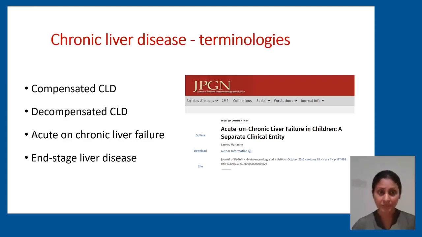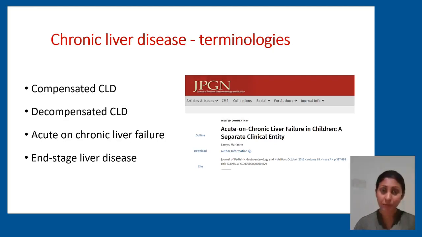We often use these terms: compensated chronic liver disease, decompensated chronic liver disease, acute on chronic liver failure, end-stage liver disease. Let's take a minute to understand the difference as well as the meaning of these terms. We already know chronic liver disease. It's a histological definition, but clinically and lab test-wise, we can get a clue for the chronicity of the liver disease. If there are three features in that child, or one of the three features, that would indicate decompensation.